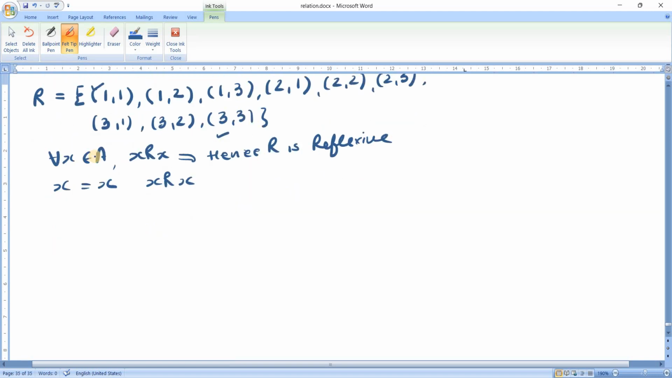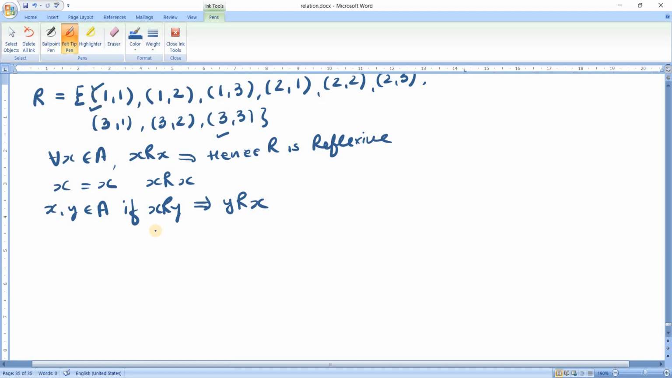Now let's see whether this is symmetric or not. We know for any two elements x, y belonging to A, if x is related to y, then y should also relate to x. Let's check this for all the ordered pairs that are available in this. So we'll start with this (1, 1).